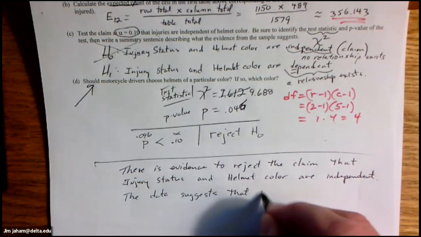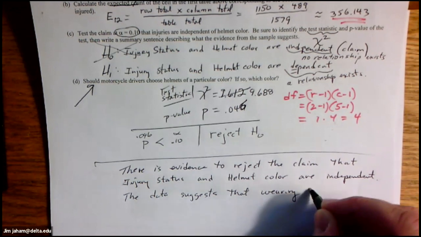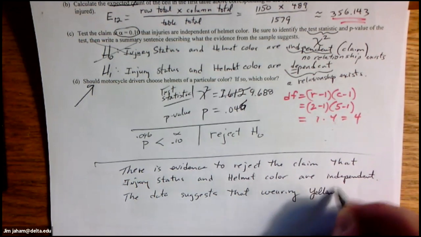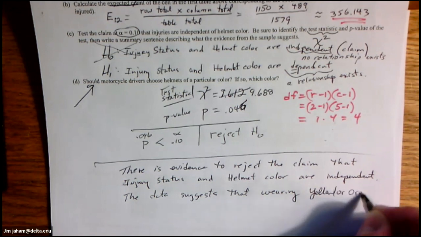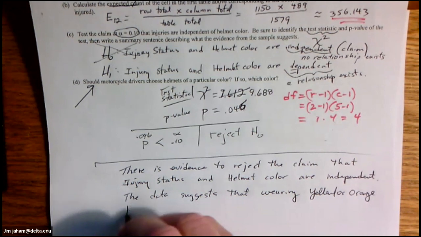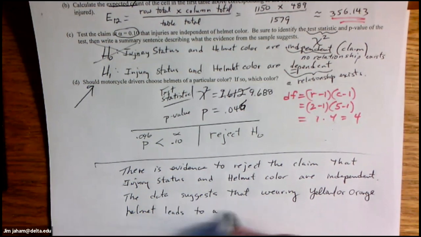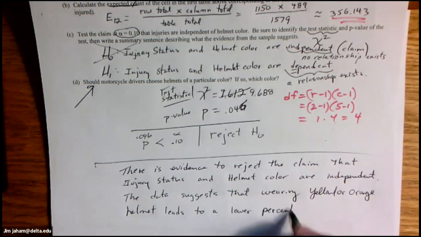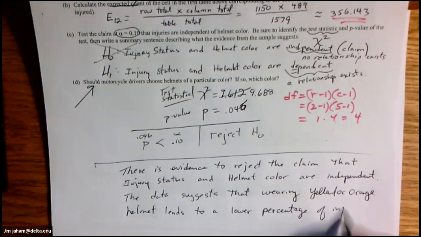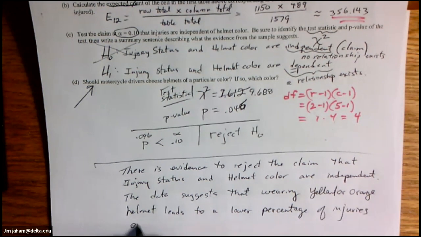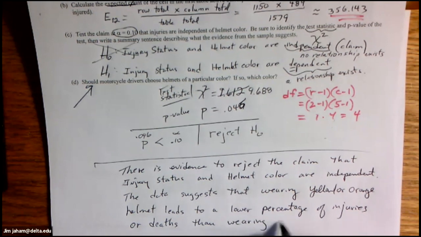that wearing the yellow or orange helmet leads to a lower percentage of injuries or deaths than wearing a black helmet.